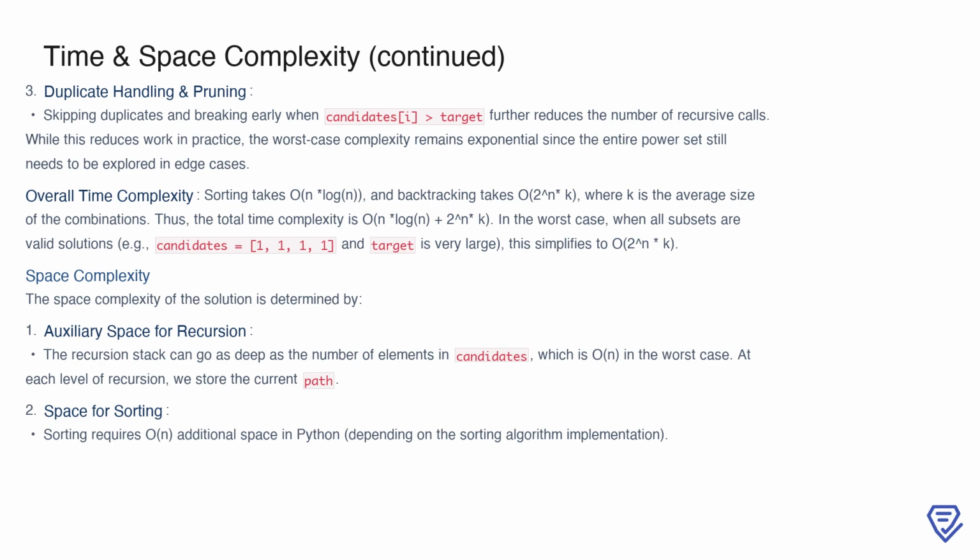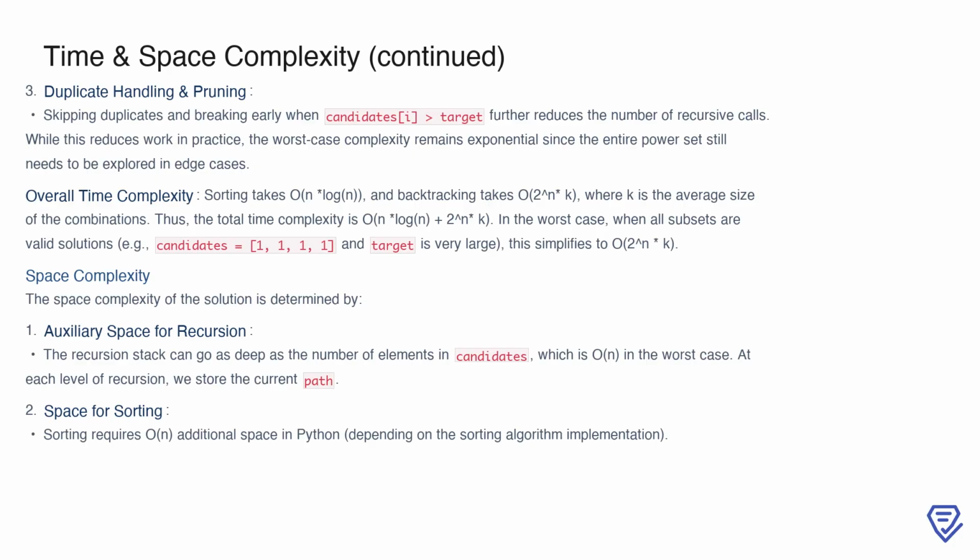Now, let's delve deeper into the effects of duplicate handling and pruning on the algorithm. By skipping duplicate candidates and terminating early when the current candidate exceeds the target, the number of recursive calls is reduced considerably. However, these optimizations do not change the fact that the worst-case time complexity remains exponential. In edge cases, like when all subsets are valid solutions, the backtracking still generates and processes an exponential number of subsets. Combining this with the sorting step, the overall time complexity is n*log n plus 2 to the power of n*k, where k is the average size of the combinations.